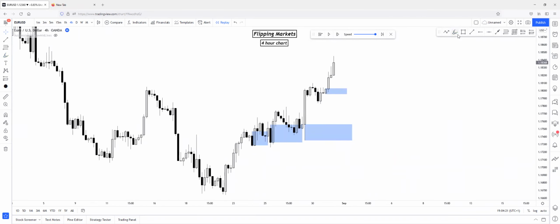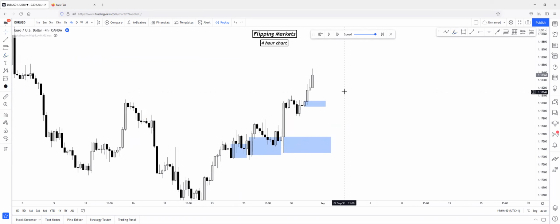Okay, as you can see, I marked out the demand zones in this region. These demand zones created an inefficient push to the upside, broke structure, and swept some liquidity. So these are valuable demand zones. As you can see on this demand zone, a huge inefficient push came into the market, a break of structure to the upside, and liquidity is freed from this region and also from this region.